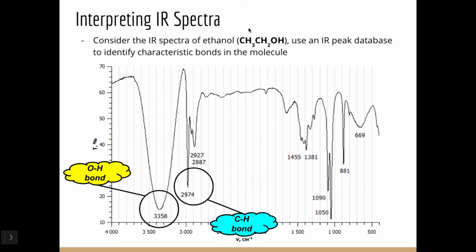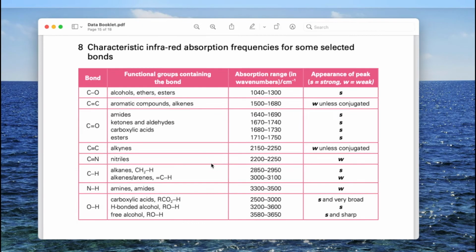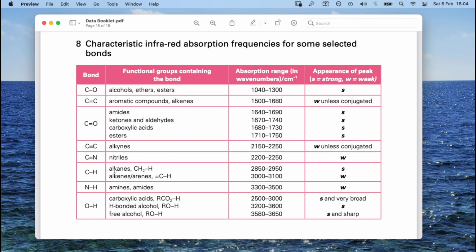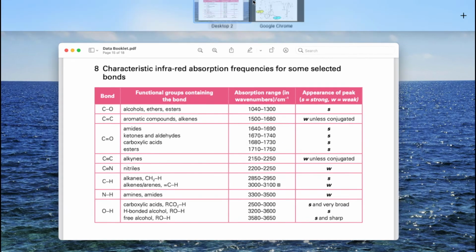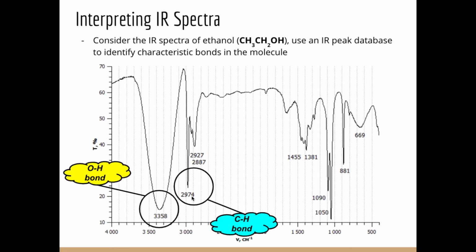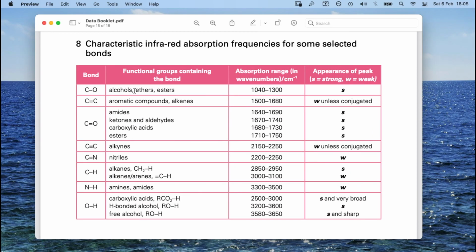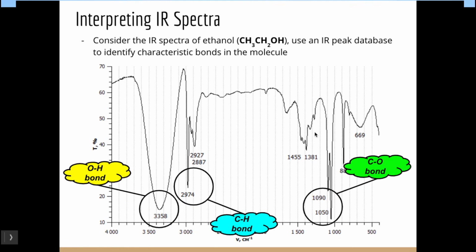We also have C-H bonds, sort of alkane bonds. So if we look here, we have a C-H of an alkane. We're looking for a strong peak, 2850 to 2950, so that's quite a specific range. 2974, we're lying right there. Finally, we're going to have the carbon-oxygen bond, which would correspond to that peak down there. So the C-O of an alcohol, strong, 1040 to 1300. That's what we have, 1050, 1090, exactly in that range there.